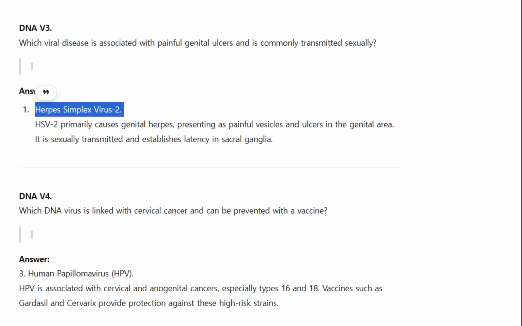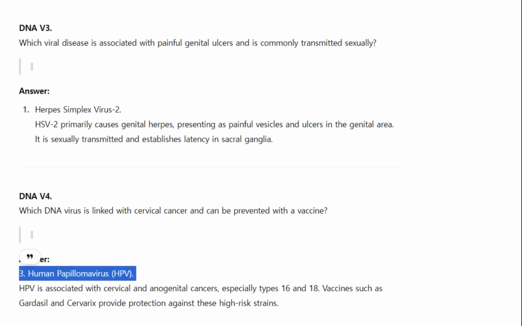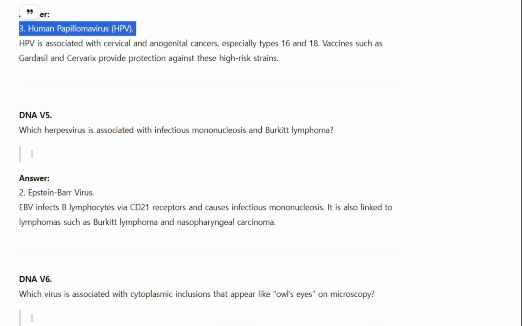DNA V4. Which DNA virus is linked with cervical cancer and can be prevented with a vaccine? Answer: 3. Human papillomavirus, HPV. HPV is associated with cervical and anogenital cancers, especially types 16 and 18. Vaccines such as Gardasil and Cervarix provide protection against these high-risk strains.